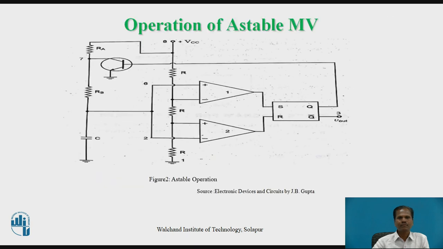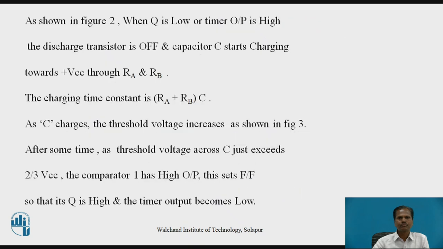Now this is another circuit diagram, figure number 2, which can be used to discuss the working of an astable multivibrator using IC555. This figure includes internal functional block diagram of IC555 with external components resistor RA, RB and C. As shown in figure 2, when Q output of internal flip-flop is low, that is the timer output is at high voltage level, the internal discharge transistor is off, and external capacitor C starts charging towards plus VCC through resistor RA and RB. The charging time constant of the capacitor is (RA plus RB) into C.